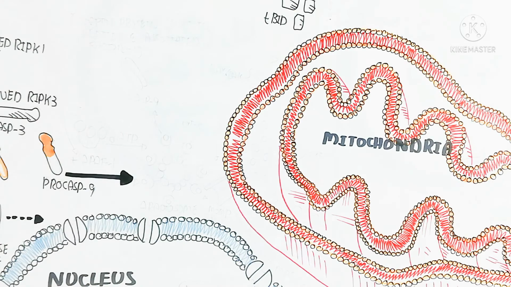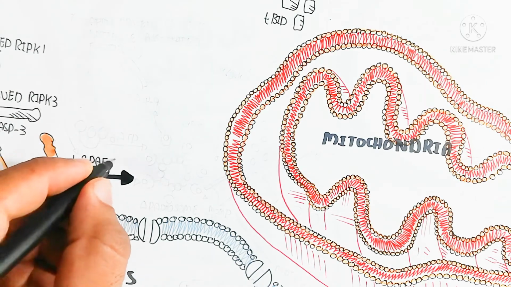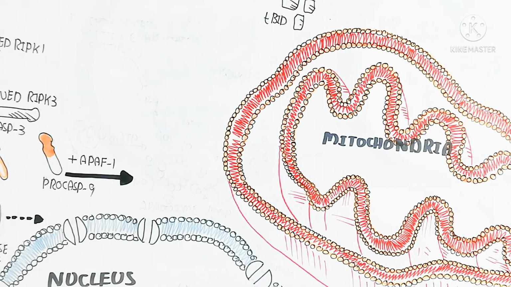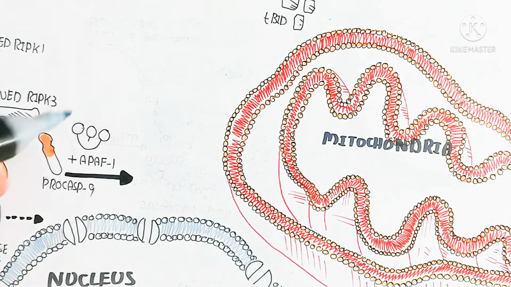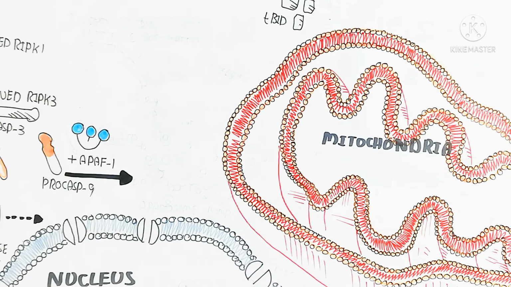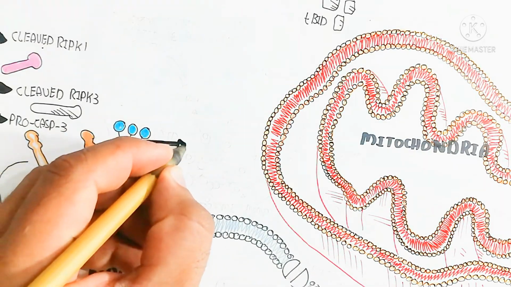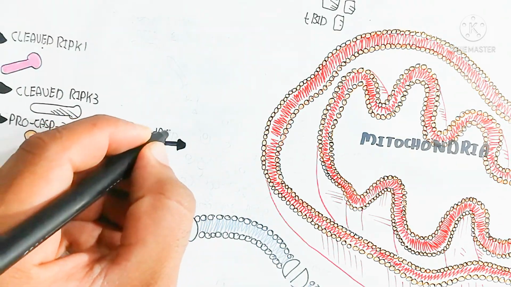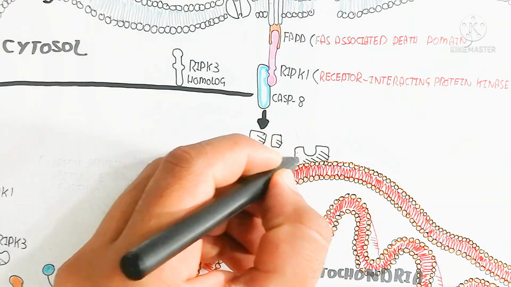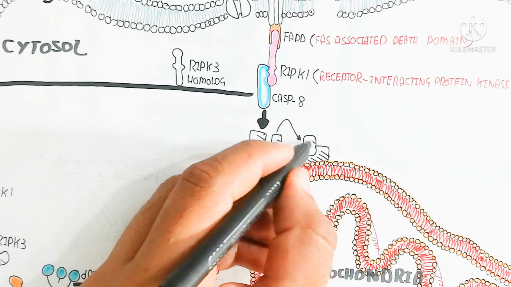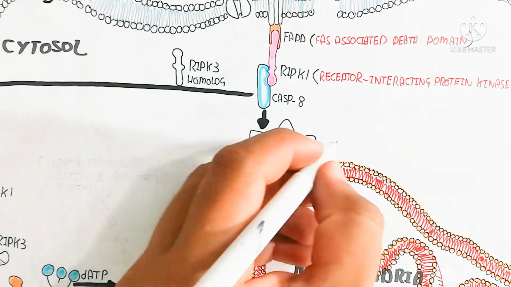Here procaspase 9 will be activated, together with APAF1. This APAF1 is the adapter protein apoptotic peptidase activating factor 1, which is also involved, and here is dATP, which is also involved.